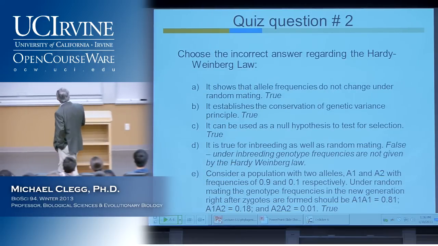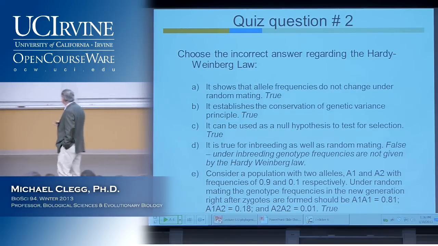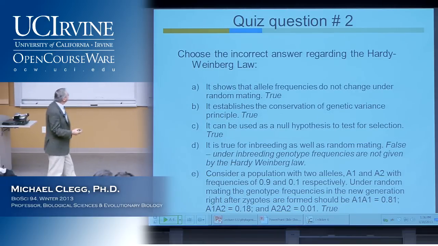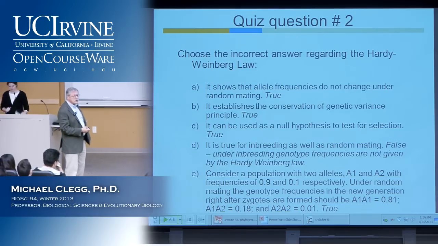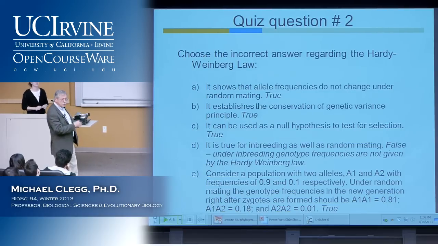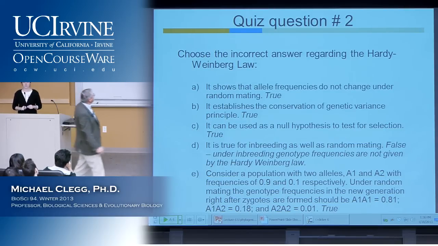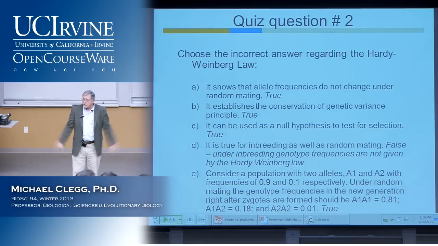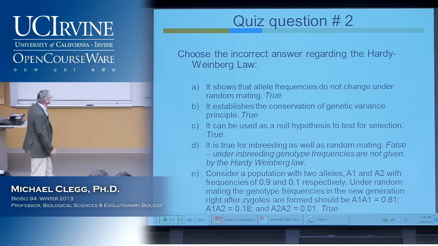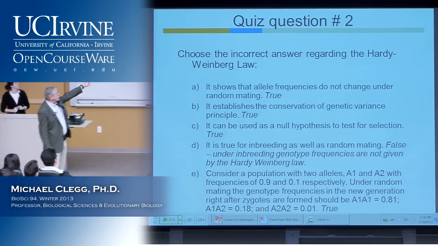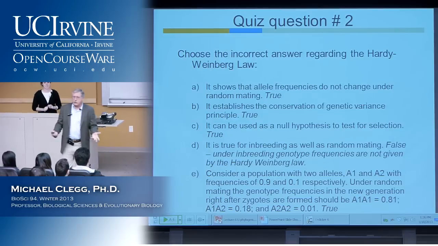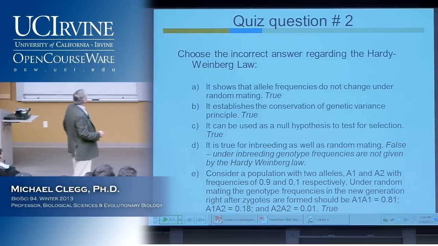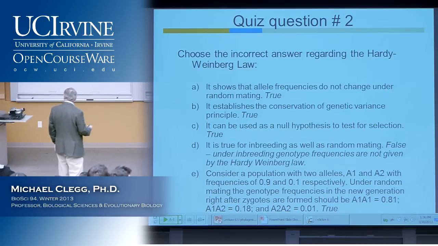Okay, choose the incorrect answer regarding the Hardy-Weinberg law. It shows that allele frequencies do not change under random mating. True, that's something we emphasized. It establishes the conservation of genetic variance principle. True. It can be used as a null hypothesis to test for selection. That's true, we've used that. It is true for inbreeding as well as random mating. False, because we showed you that the genotypic frequencies change under inbreeding, and we went through that example of self-fertilization. And then here's a little calculation, which was designed to be one you can do in your head. 0.9 squared is 0.81 and so forth, okay? And then number 3, I don't seem to have control.